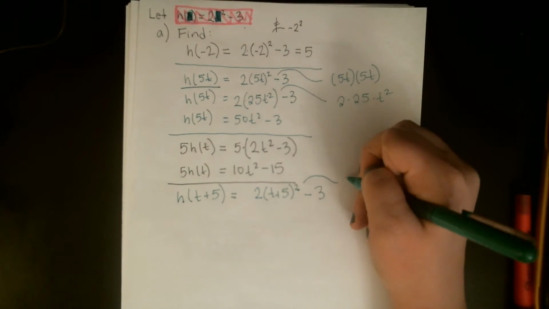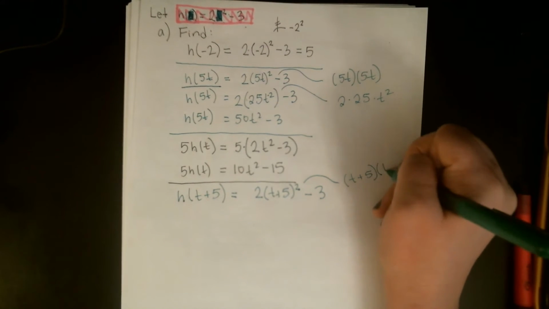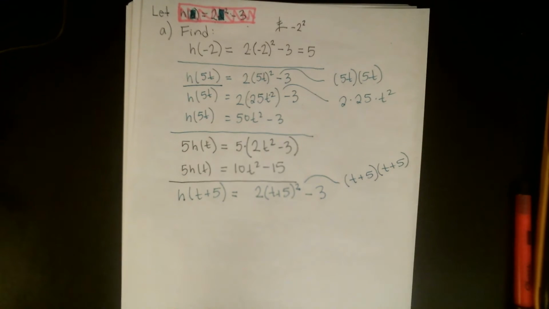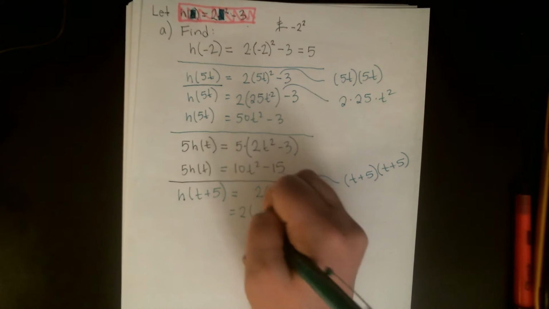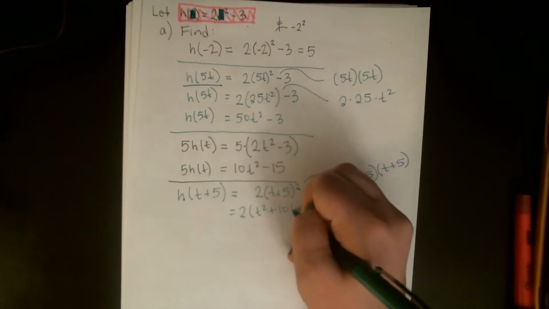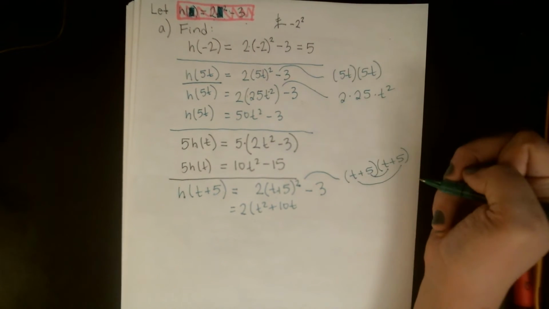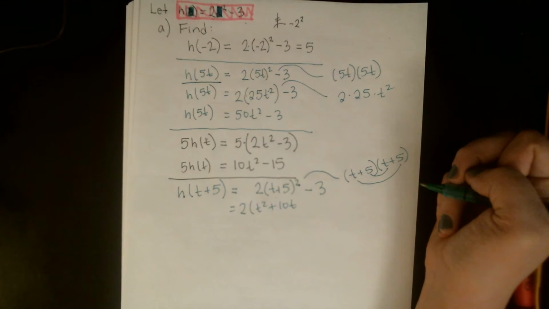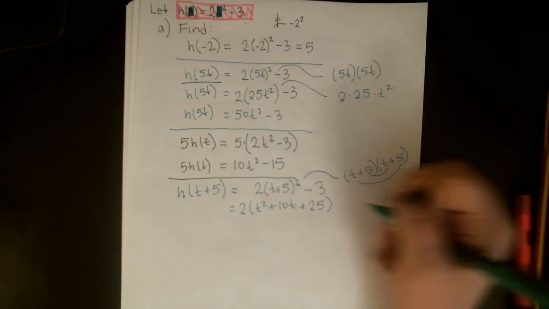Just like before, it's really important to realize that you can't distribute exponents. T plus 5 squared means you should multiply t plus 5 by t plus 5. So we're going to get 2 times t squared plus 10t. So here our outside is 5t, our inside is also 5t. When we add that up, we have 10t's. Plus our last is 25.